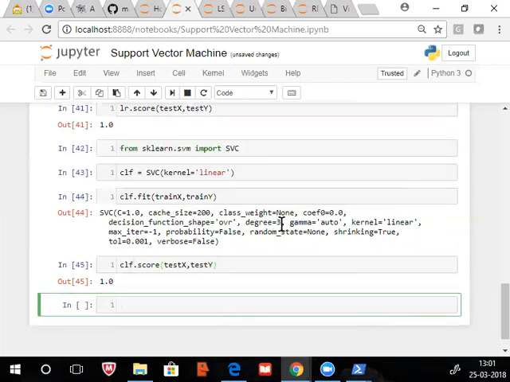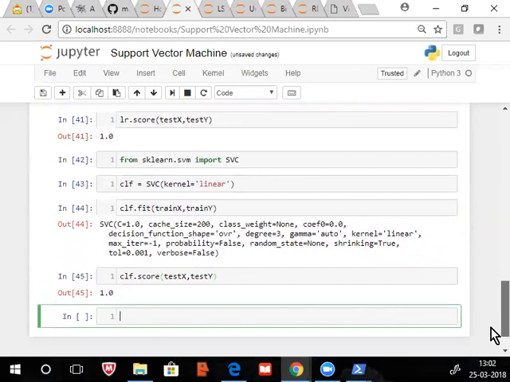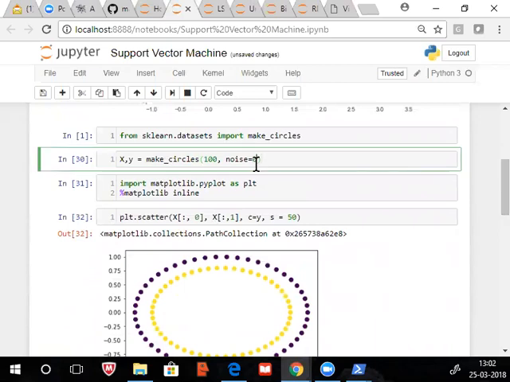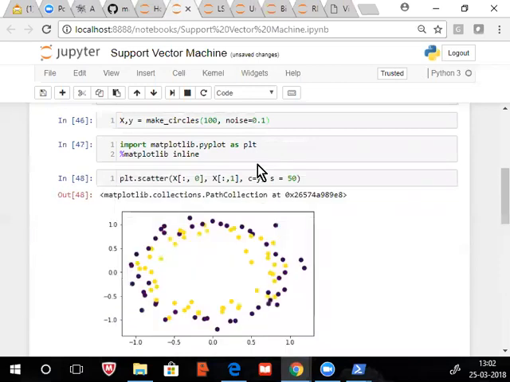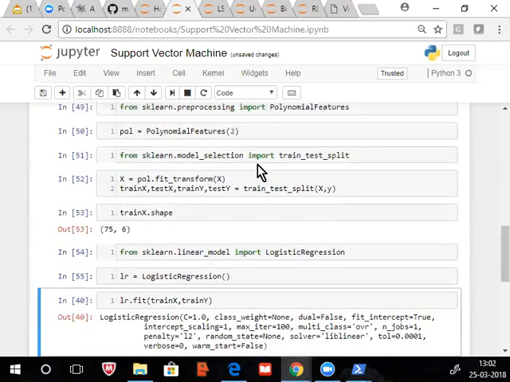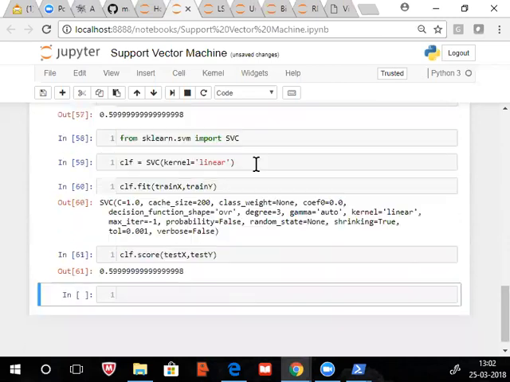It actually calculated a degree for you here. Which one? 3 is the default, it's using 3 as the default degree. This is your logistic regression. We got 60% accuracy, and if we give linear, degree 3 it is getting.